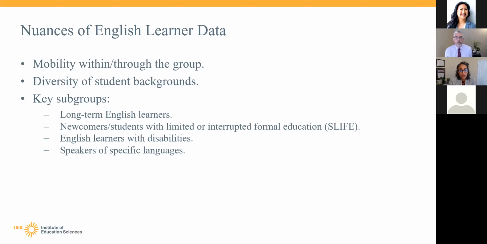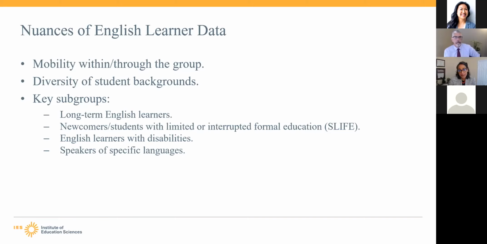Also just important to remember, again, that English learners are not a monolith. Elizabeth said that already, but we have students who speak a variety of different languages, who come from a variety of different backgrounds. And so we want to really dig into that nuance and get to know our students, rather than just relying on that English learner label to tell us anything.